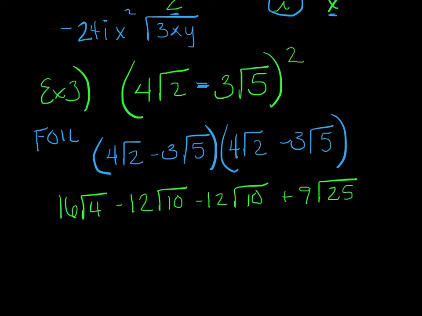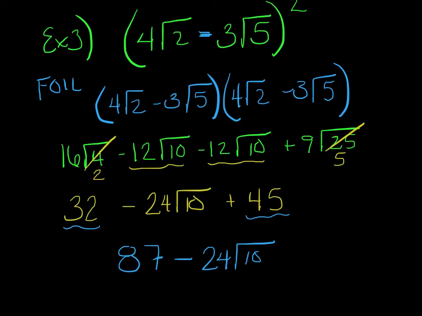If you do, check out what I do next. So I said my radical 4 is a 2, my radical 25 is a 5, that gives me a 45 and a 32. Put my like terms together here, and I'm left with 87 minus 24 radical 10.